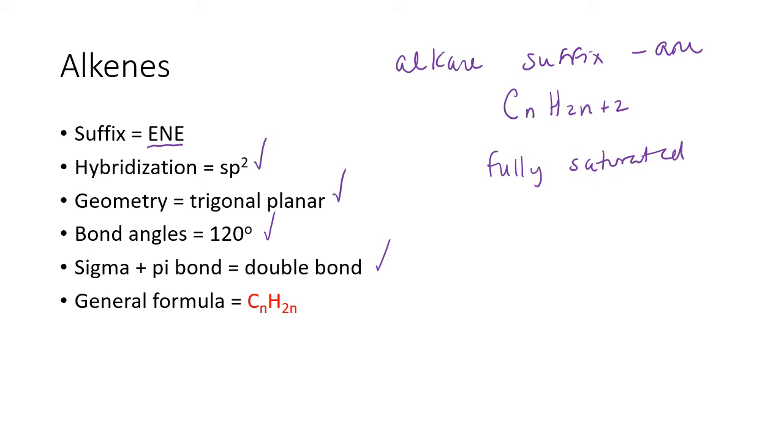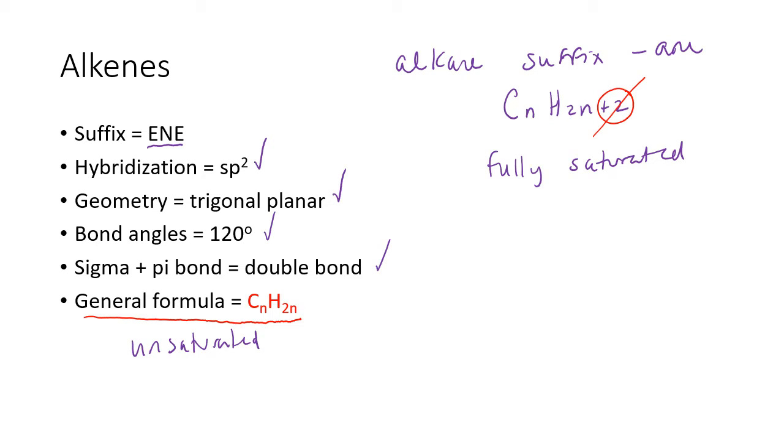Versus alkenes are unsaturated. And later we'll learn how to calculate their degree of unsaturation. But I'm bringing this up now because if you compare the general formula for an alkene with that of an alkane, the general formula for any alkene is CnH2n. We lose that plus 2 part. So an alkene is going to have 2 less hydrogens than its corresponding alkane.